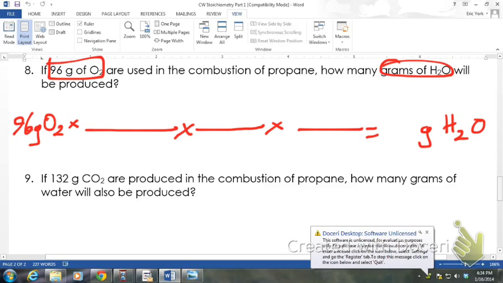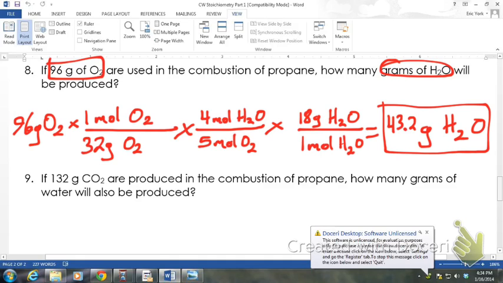Okay, your 2 minutes are up, so go ahead and check your answers on the screen. When you've completed this problem, your answer should be 43.2 grams of H2O. Okay, now that you've solved number 8 on your own, I want you to do, with your partner, numbers 9, 10, and 11.